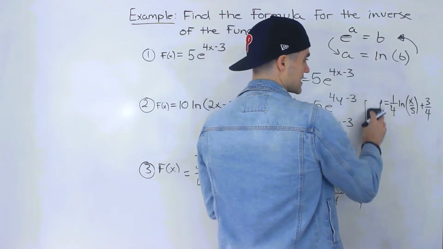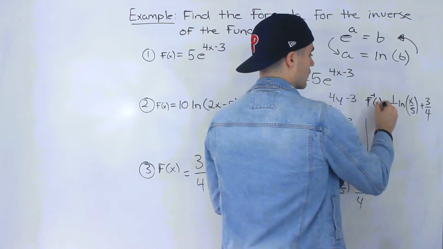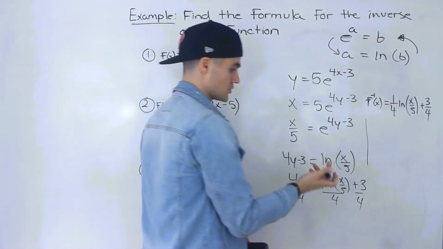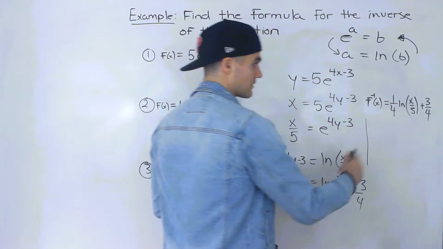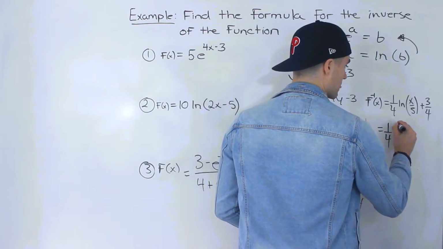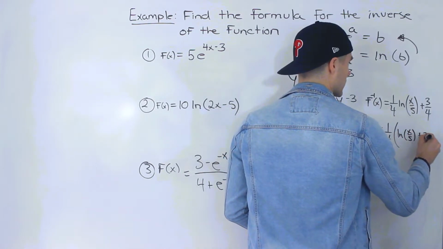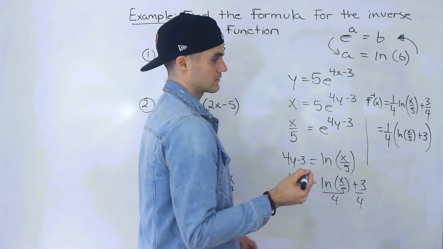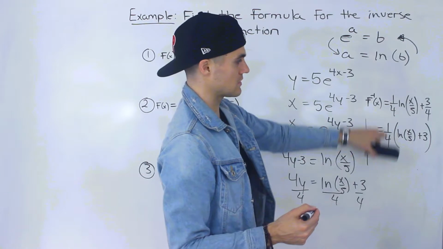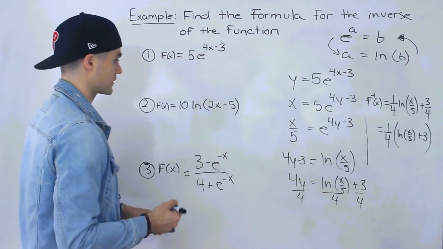And so that there is the inverse. That's the expression for the inverse of that first function. Another way you can do it is you could have just divided everything by 4. So you could also write this as 1 over 4 ln of x over 5 plus 3. Like that. Right? Keeping that 1 over 4 on the outside. But I prefer to have it like that. So either way works. That is the inverse of this function.